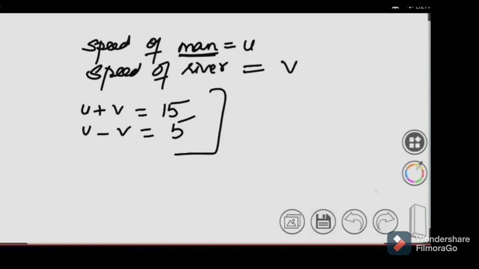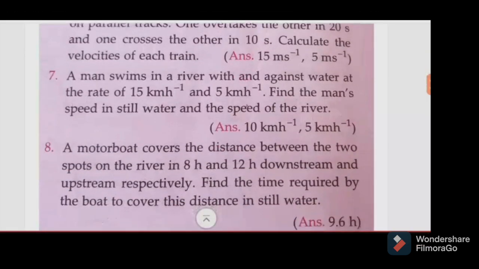Question number 3. The question number 3 says, a motorboat covers the distance between two spots on the river in 8 hours downstream and 12 hours upstream. Again, you can see downstream his time taken is less. Find the time required by the boat to cover this distance in still water. So basically, again, to find out this time, you will require to find what?